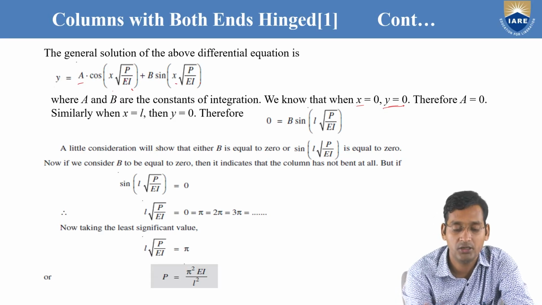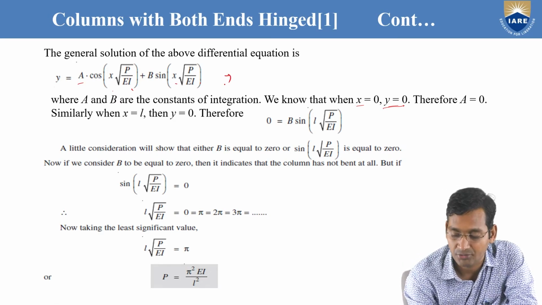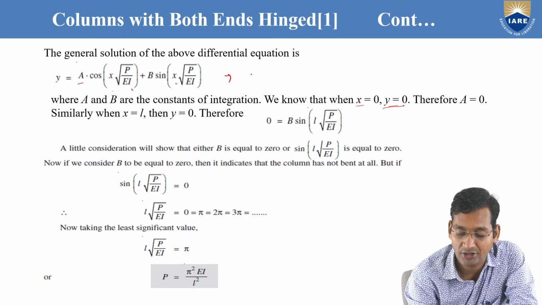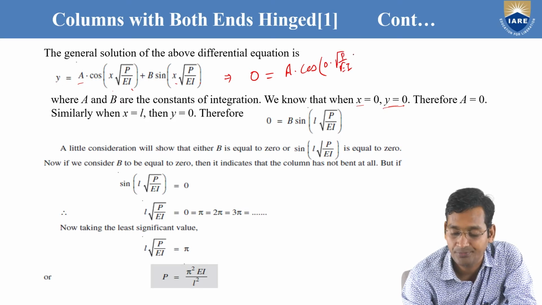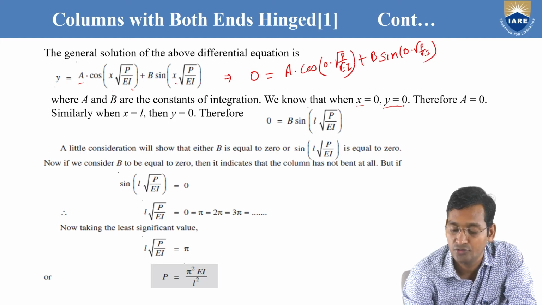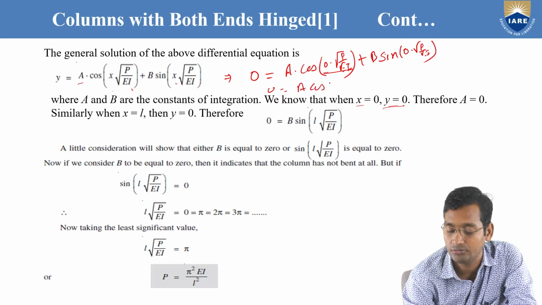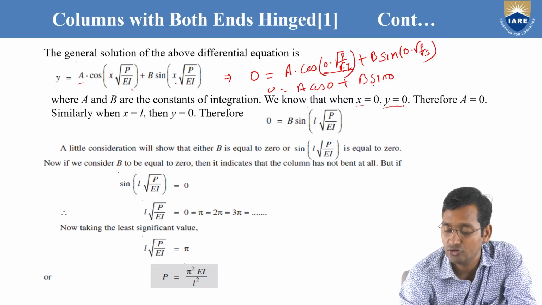So after substituting here, let's substitute here. y equals 0 at that boundary condition. So 0 equals A cos(x root P by EI) plus B sin(x root P by EI). At x equals 0, that is 0 equals A cos 0 plus B sin 0. Sin 0 is how much? 0. So 0 into B is 0, and this total term will be 0.